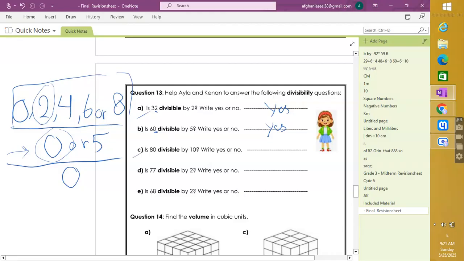What about C? Is 80 divisible by 10, Talal? Tell me. Since it is ending in 0, of course it's going to be divisible by 10. What about 77? Is it divisible by 2? No. Excellent. Because it ends with 7, and 7 is not in this collection, so no. What about E? It's your task now. Excellent. Absolutely yes.